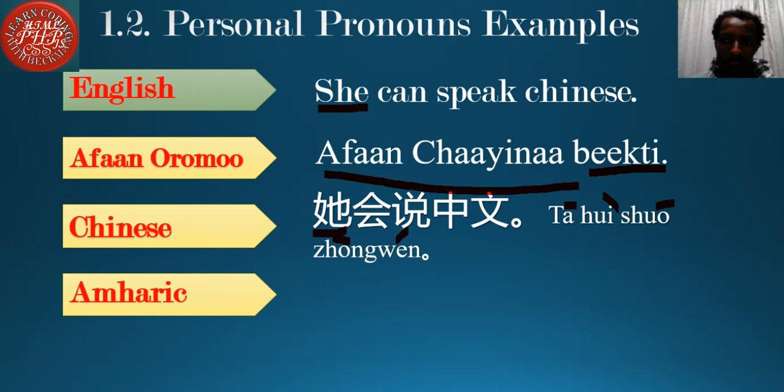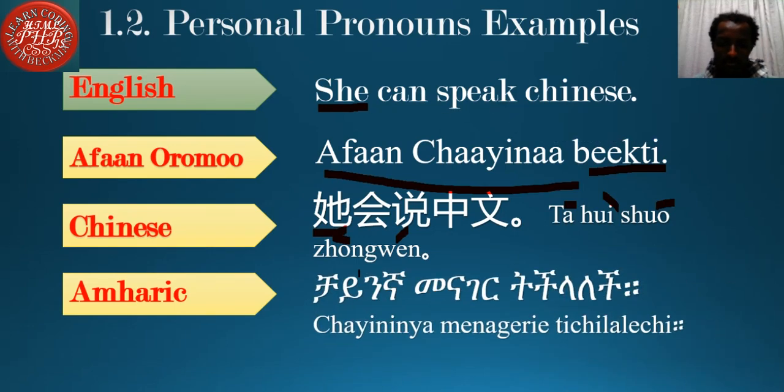In case of Amharic, we can say it like this: Chininya managar tichilalech. Tichilalech indicates the gender, she. Who can speak Chinese? She can speak Chinese. So we can easily say in Amharic, Chininya managar tichilalech.